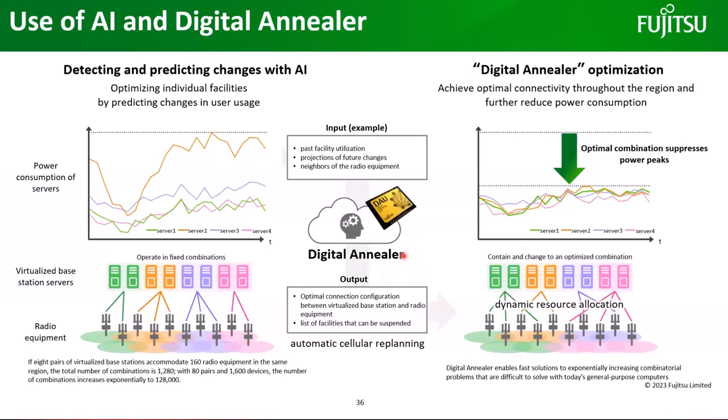The digital annealer, a quantum-inspired computing solution, is designed to solve large-scale combinatorial optimization problems which are not able to be solved using today's classical computers. In detail, the digital annealer takes facility usage, future usage forecasting, and wireless device data as inputs to determine the optimal combination of connectivity configurations. In addition, dynamic resource allocation using scheduler technology and flexible fronthaul configuration flexibly changes the server computing resources required for operation according to the usage condition of base stations, which changes depending on the region and time zone. As a result, peak power consumption can be significantly suppressed, contributing to a significant reduction in power consumption.